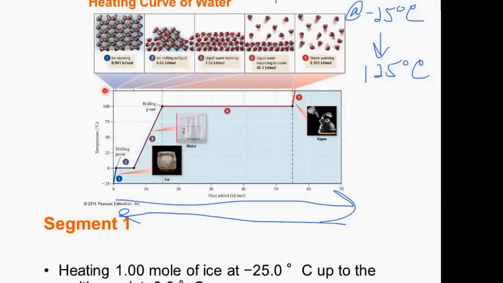So in this case, we have 5 segments. We have the first temperature change of the ice. Segment 2 is a phase change. Then we have another temperature change, and that's segment 3. Segment 4 is a phase change, and segment 5 is a temperature change. And so if you look up here, what we can see is that for the first segment, the energy that was absorbed to change the temperature was 0.941 kilojoules per mole. And then for this, all the energy that was absorbed to cause 1 mole of ice to melt is 6.02 kilojoules per mole.